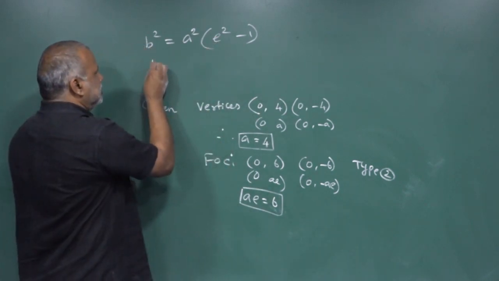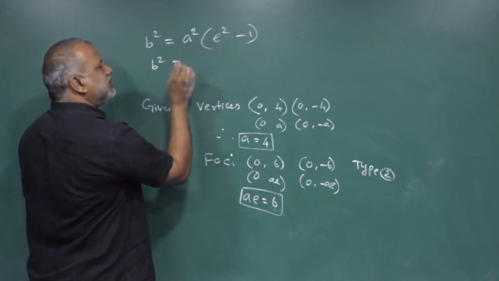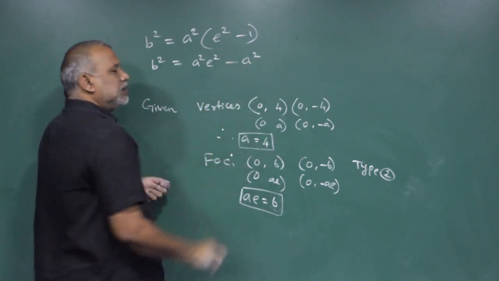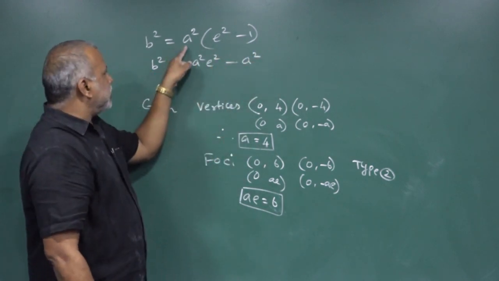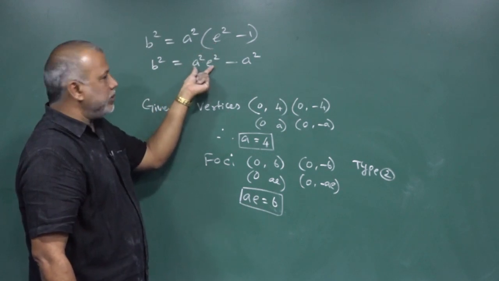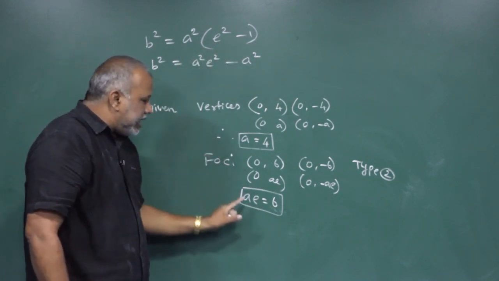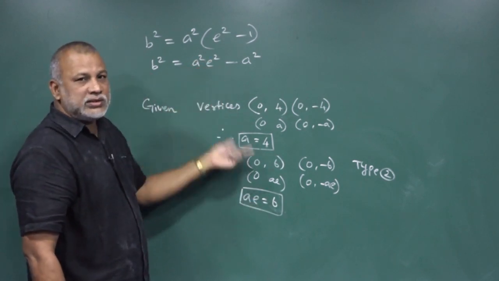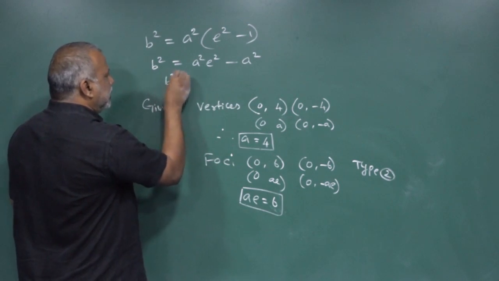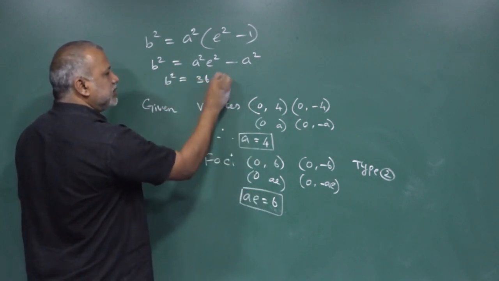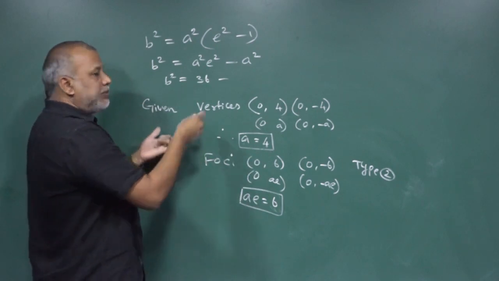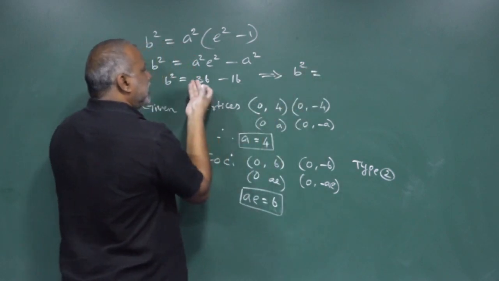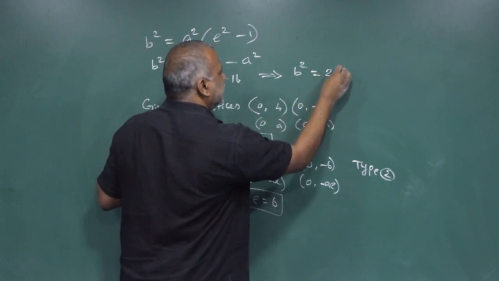Just use one simple idea. Multiply this a squared inside. We are able to write a squared e squared minus a squared. Here, the ae value is known, so ae value is 6. That means a squared e squared means 6 squared, which is 36. Minus, the a value is 4, that means a squared value is 16. From this we can work out b squared equal to 36 minus 16, which is 20.